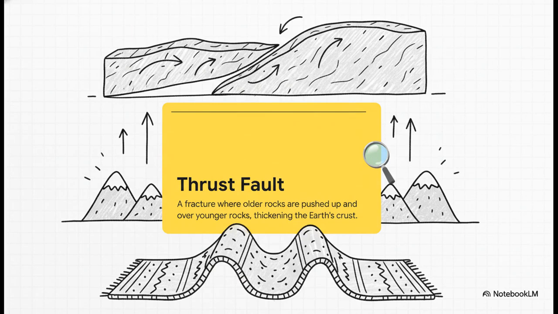Okay, before we climb any higher, we've got to get our heads around one really key concept. This is the main engine building everything we're about to see. It's called a thrust fault. The best way to picture it is to imagine you have two big, thick rugs on the floor. Now, what happens when you try to push them together? They don't just meet neatly, right? One of them always starts to bunch up and slide over the other one. That is a thrust fault, but with continents.